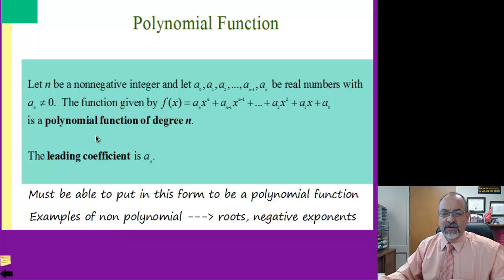So in mathematical terminology, if you're reading your textbook, this is the description of a polynomial function. n is a non-negative integer, so n, you'll notice, is the exponent up here, and we talked about the exponent not being negative, and it's an integer, so it's not a fraction. The degree is the n that's in the leading position. It's the highest n, and the leading coefficient is just the number in front of that. So you must be able to put the polynomial in this form for it to be a polynomial. Again, you can't have any roots or negative exponents.